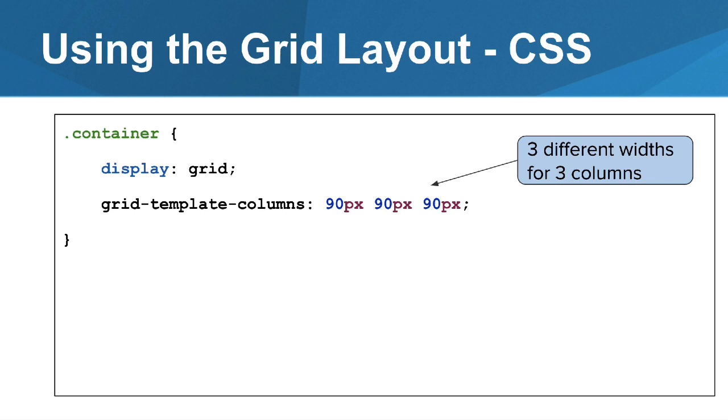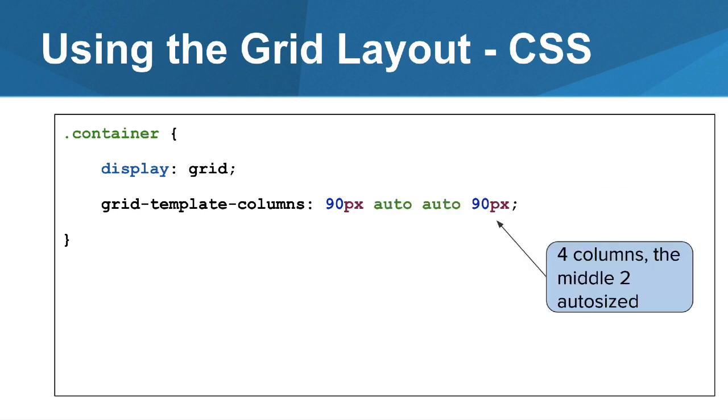Next, you will define the column widths. The number of widths you define will determine the number of columns. In this case, you will get a grid with 3 columns, all 90 pixels wide. You can also specify an auto size option. Auto size will adjust the size to take up any available space. In this case, the left and right columns will be 90 pixels, and the 2 center columns will each use half of the remaining space.